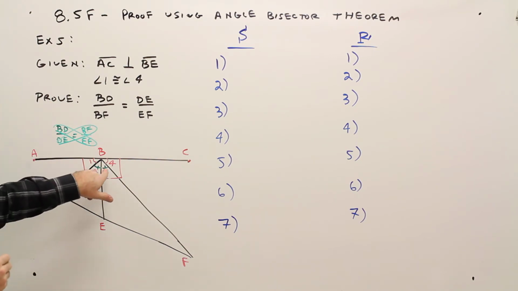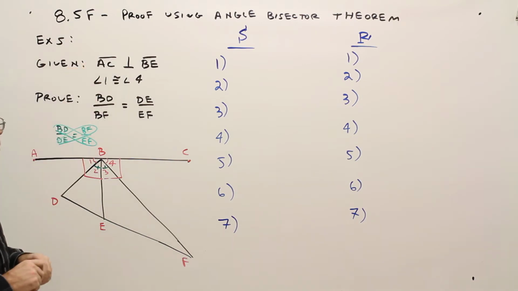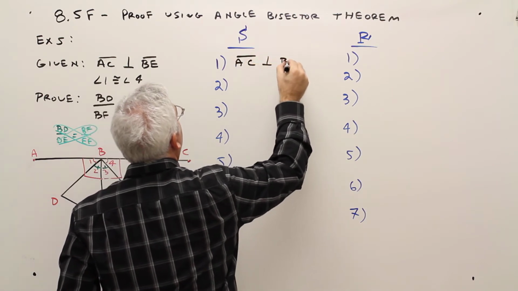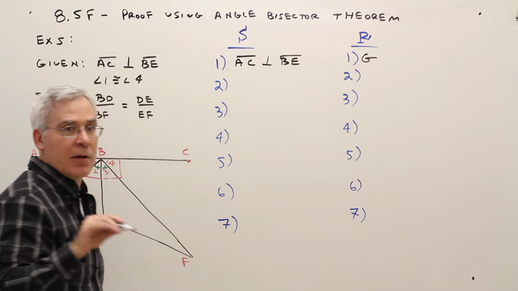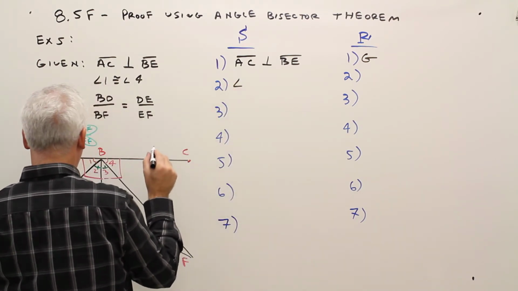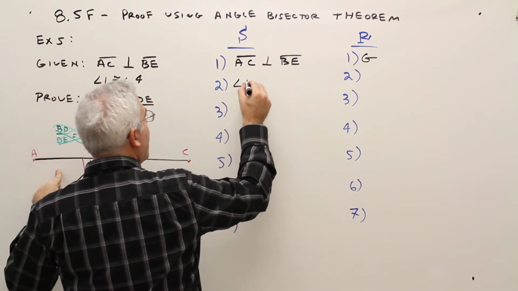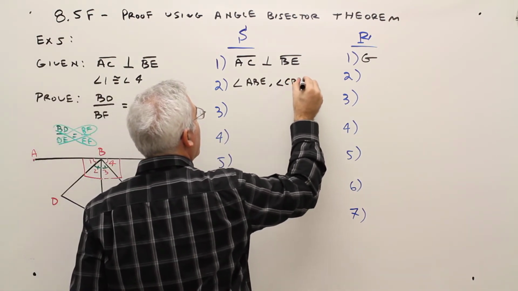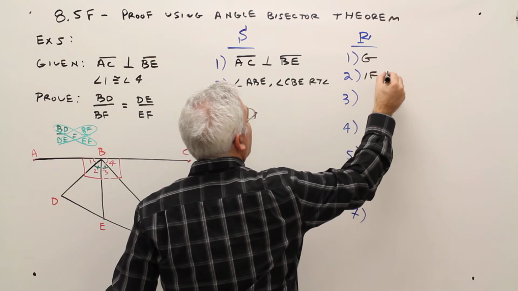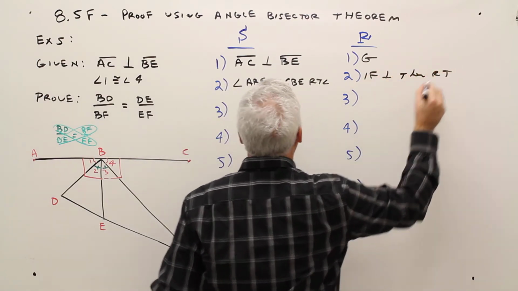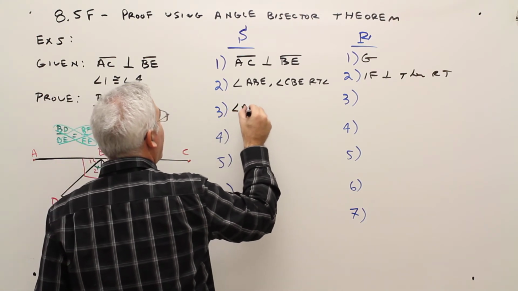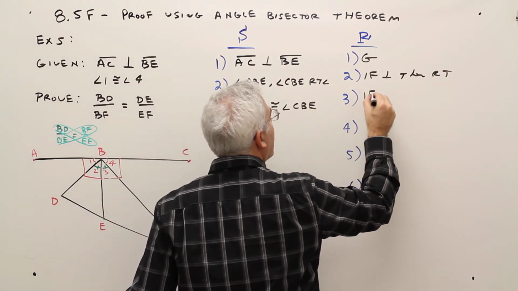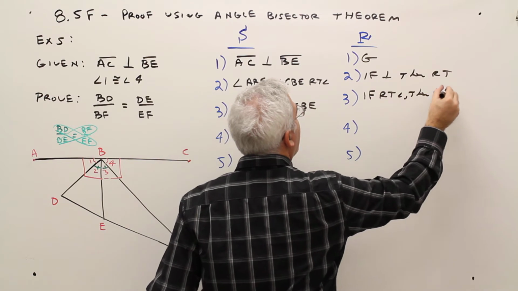Okay. So let me start off. I've got to get these angles congruent. I'll start with these statements right here. So I've got AC is perpendicular to BE. That was given. Based on that, I can say angle ABE and angle CBE are right angles. If perpendicular, then right. Then I'll get them congruent. Angle ABE is congruent to angle CBE. If right angles, then congruent.